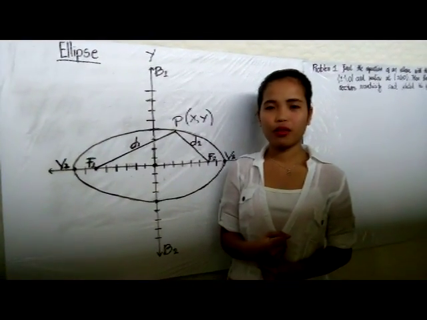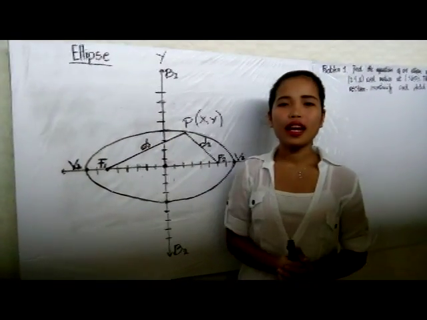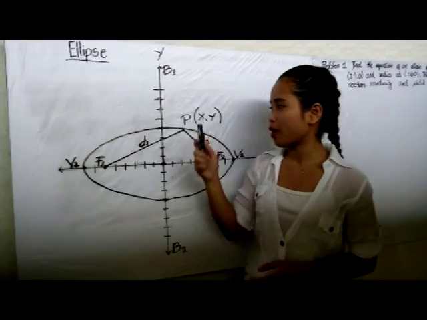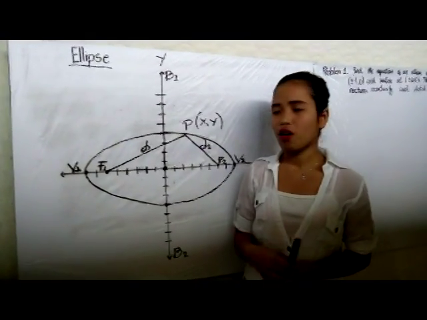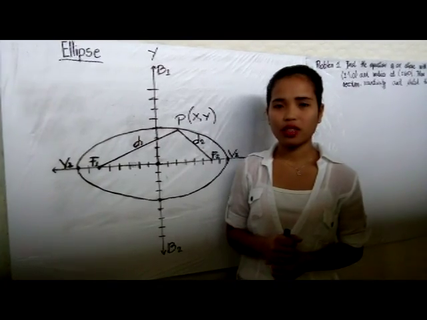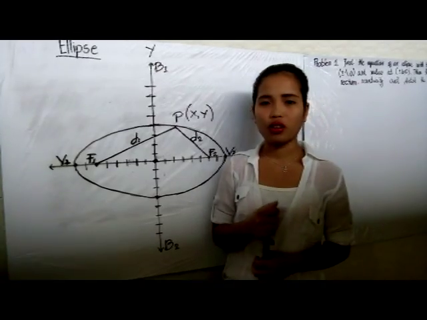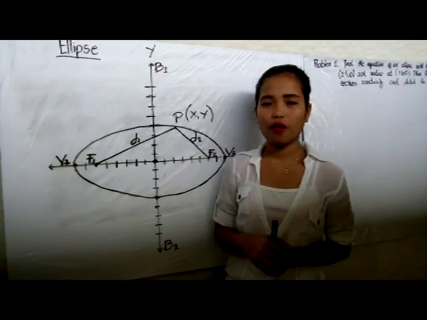My name is Princess V. Colegio, discussing to you the conic section ellipse. An ellipse is the set of all points P in a plane such that the sum of distances of P from two fixed points in a plane is constant, and each of the fixed points F1 and F2 is called a focus, and together they are called foci.